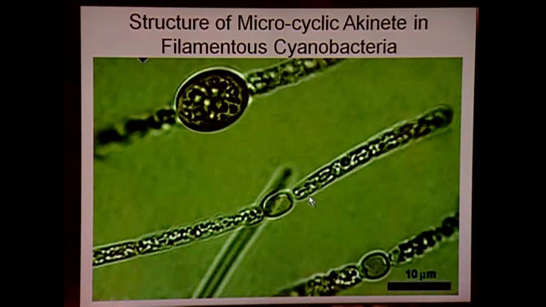Now akinetes can be macrocyclic or microcyclic. Microcyclic akinetes are smaller, and naturally their endurance power is also less and they germinate faster. Whereas the macrocyclic ones germinate more slowly and can act as a storage cell for a longer period. So what is the difference between an akinete and an endospore?